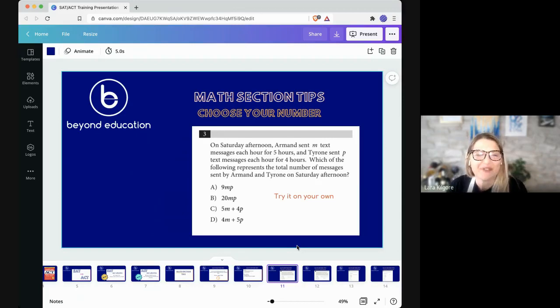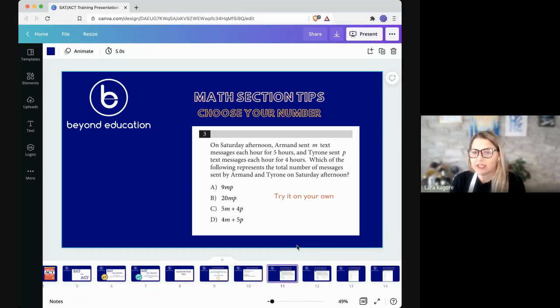So here is a question where you may choose your number. On Saturday afternoon, Armand sent N text messages each hour for 5 hours, and Tyrone sent P text messages each hour for 4 hours. Which of the following represents the total number of messages sent by Armand and Tyrone on Saturday afternoon?